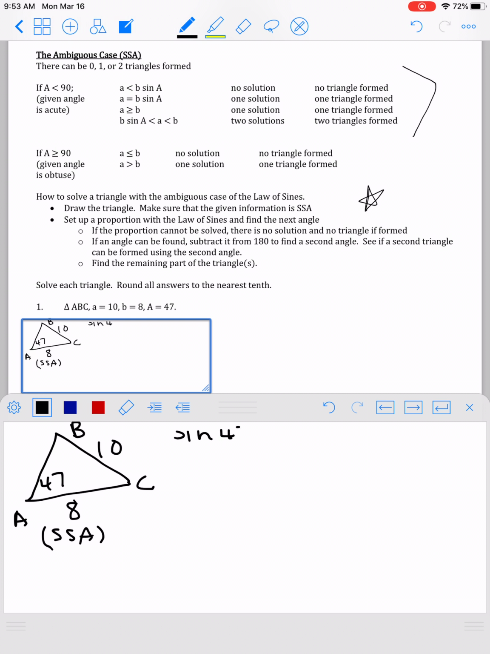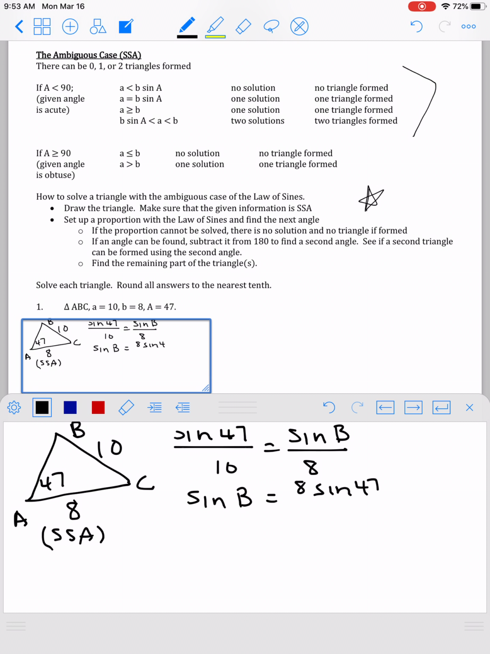So sine 47 over 10 equals sine of B over 8, and then sine of B equals 8 sine 47 over 10. Using your calculator and taking an inverse, we're going to get 35.8. Since this proportion gives us a solution, we have at least one triangle. Now we're going to check to see if we have a second one.